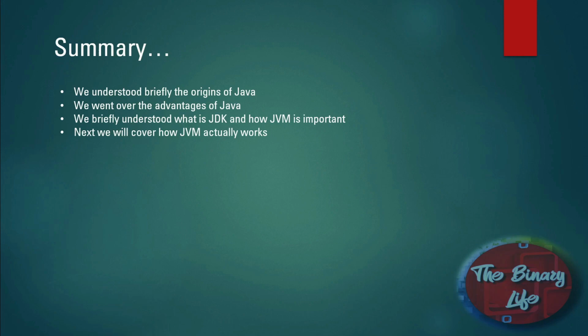So to summarize, we understood briefly the origins of Java, how it came into being. We went over the advantages of Java. We briefly understood what is JDK and how JVM is important. Next, we will cover how JVM actually works.